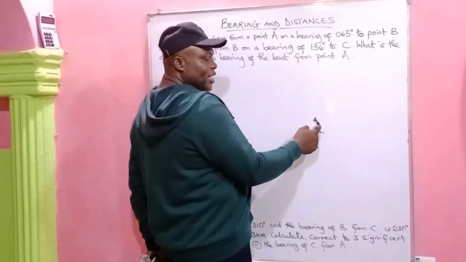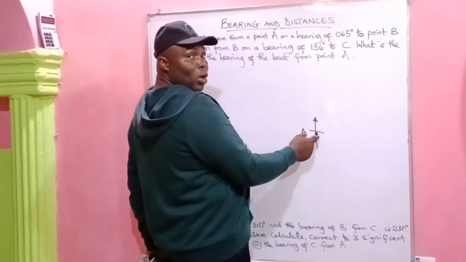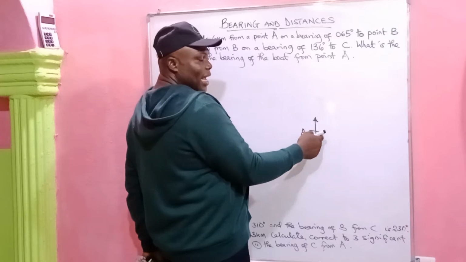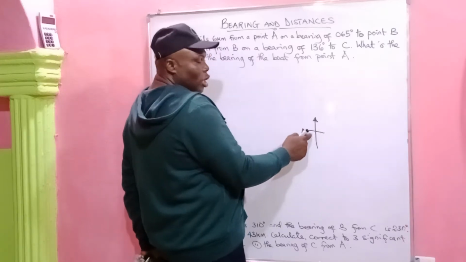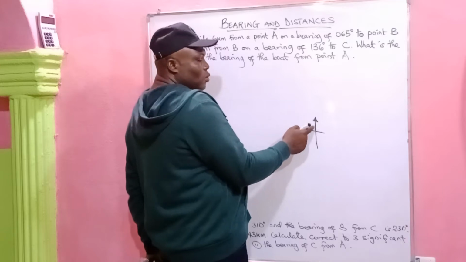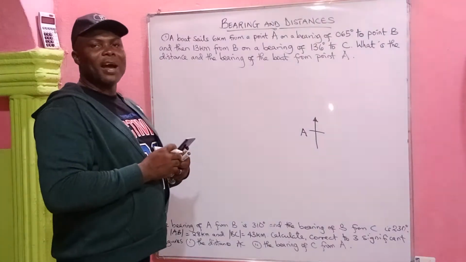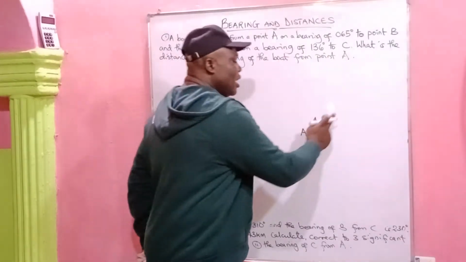So this is the first quadrant that contains angles from 0 to 90. This is the second quadrant. In the second quadrant here, we have 91 to 180. In the third quadrant, we have 181 to 270. And in the fourth quadrant, we have 271 to 360. So when you have a bearing of 065 degrees, it tells you that we are dealing with the first quadrant.